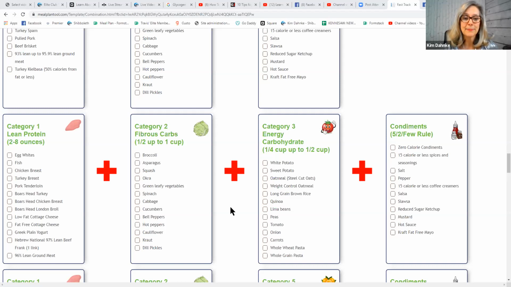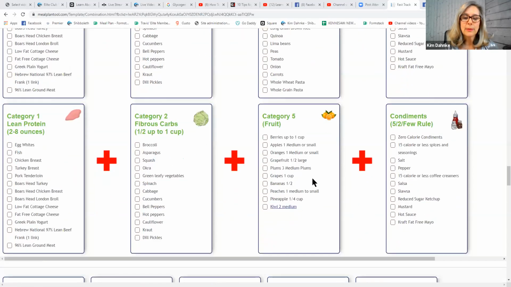So let's scroll down a little bit more, and we're going to look at category 5, fruit. All of your fruit is a category 5. Berries, apples, oranges, grapefruit, plums, grapes, bananas, peaches, pineapple, and kiwi. So let's just say, I'm reverse engineering this again.